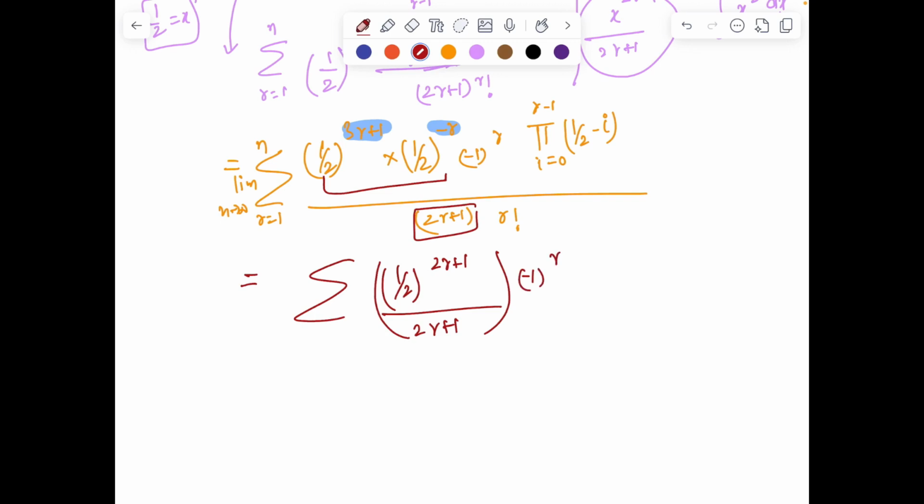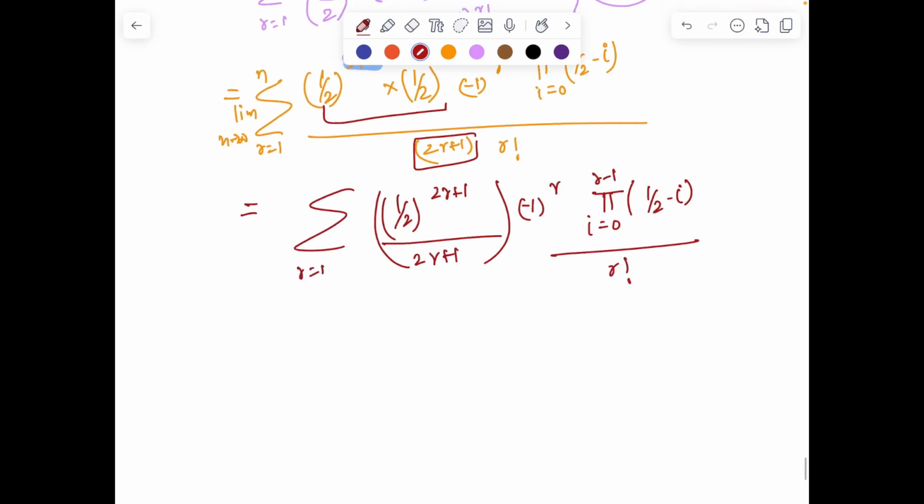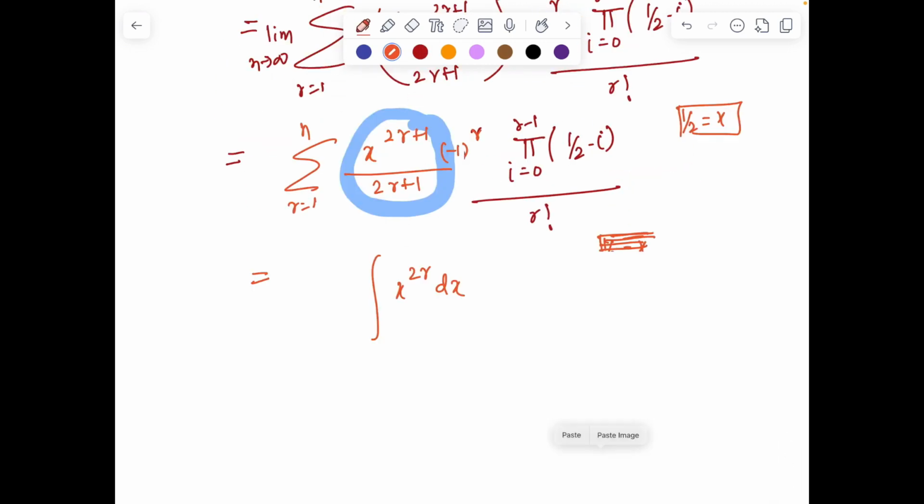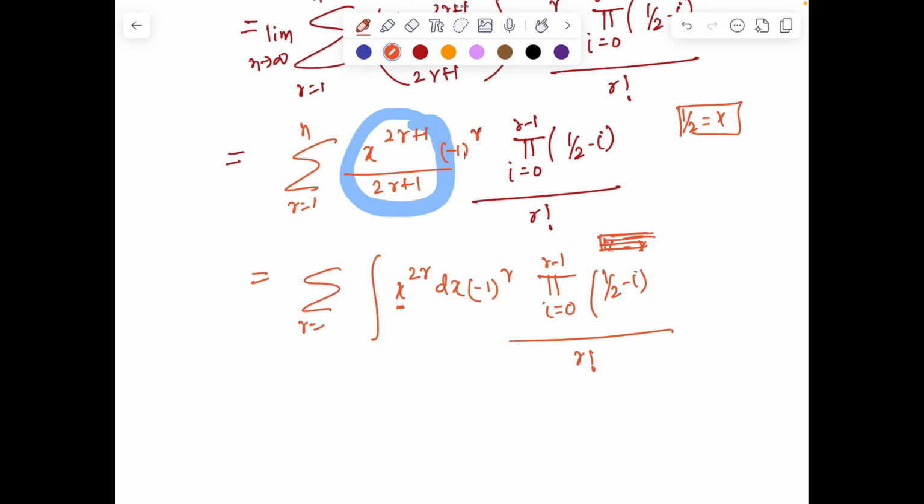We have the extra minus 1 to the power r and then product of half minus i, i equals 0 to r minus 1, by r factorial. Remember, r is running from 1 to n and the limit n is infinity. Since r is constant, I am integrating only with respect to x, right? So here minus 1 to the power r and this entire structure, product r minus 1 of half minus i by r factorial, will be treated as a constant, and then sigma r equal to 1 to n.